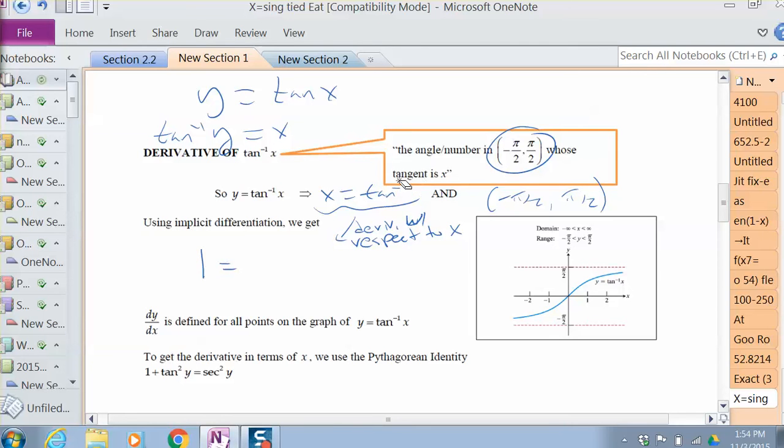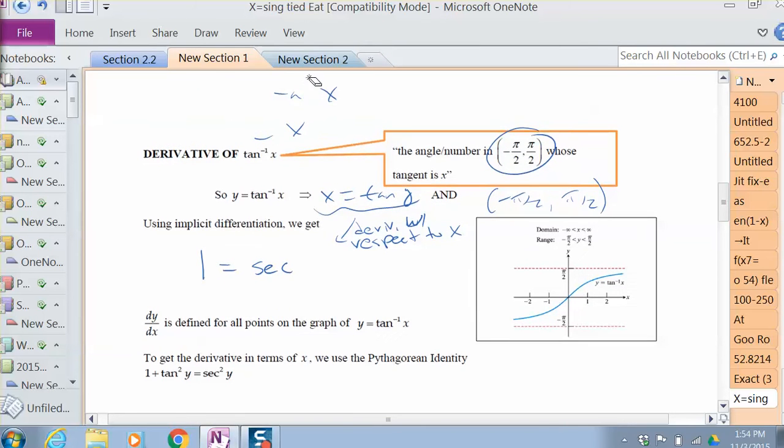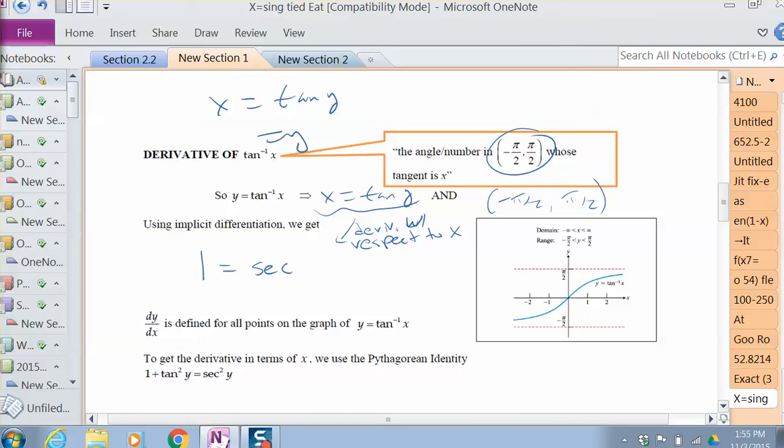Actually, sorry about that, so we'll see x equals tan y. Actually, what am I doing here? y equals tan x, so x equals inverse tan of y. Or, I guess if we had x equals tan y, y is inverse tan of x. Sorry about that, that was a really big goof.